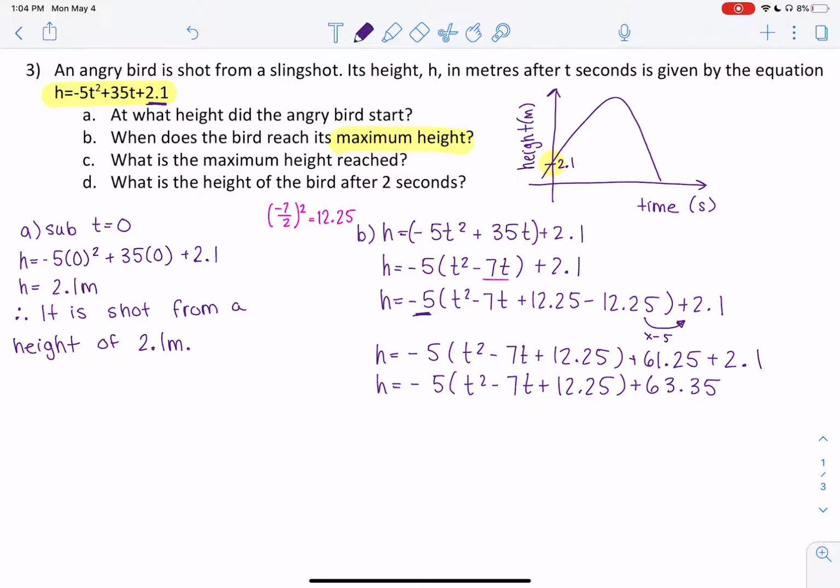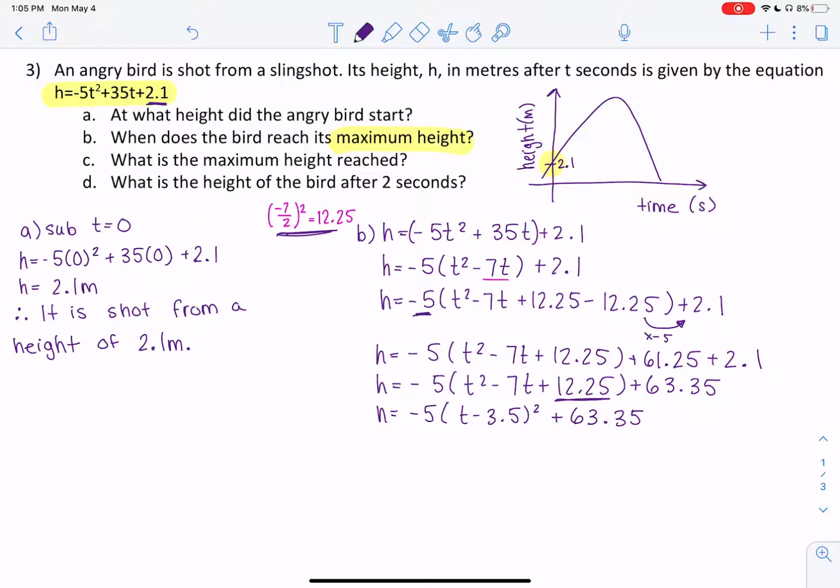Now, this is where the factoring gets a little tricky, and the fact that it is a perfect square trinomial really matters. Because we made a perfect square trinomial, I can square root this thing. If I square root 12.25, I'm going to get 3.5, which makes sense from over here. So that will give me -5 (t minus 3.5) all squared plus 63.35. I know that decimal part is confusing, but remember, this is a perfect square trinomial. Because we have a squared minus 2ab plus b squared, we can square root that 12.25, and it just goes right here.